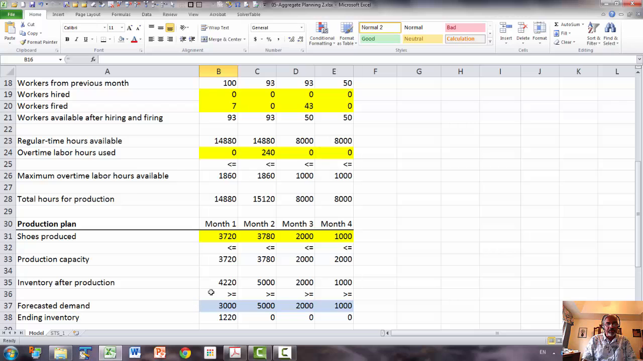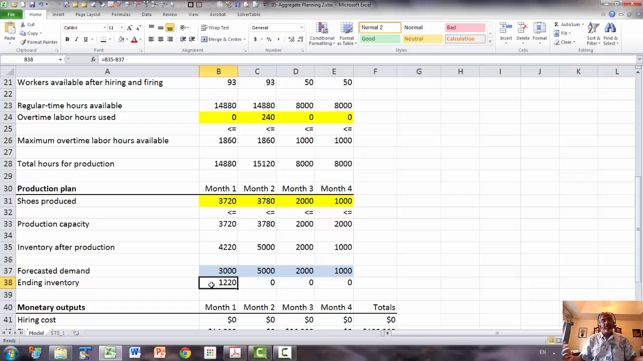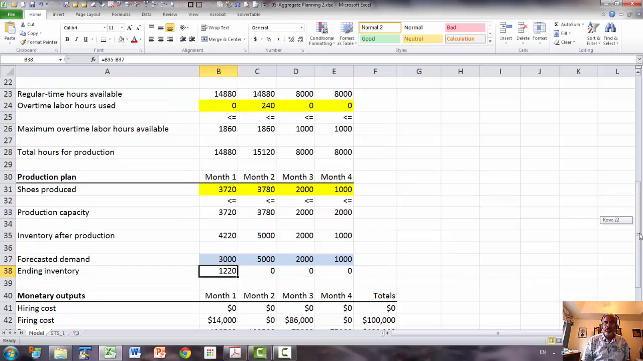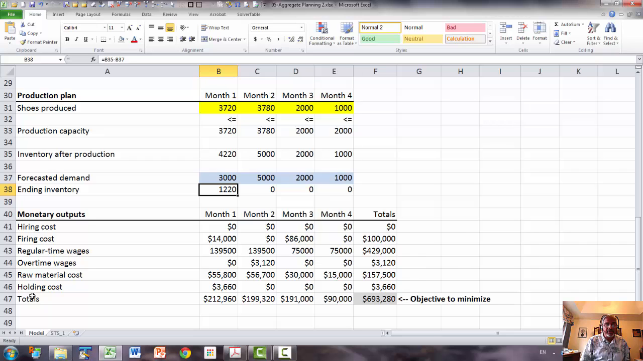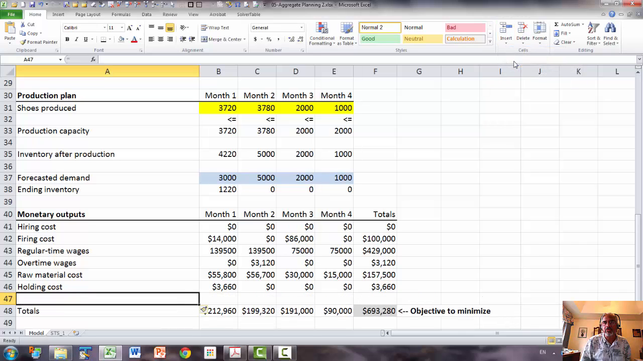Now inventory after production, you're not going to require that to be greater than or equal to ending inventory, because you're allowing the ending inventory to be negative. So we have to remove that. And we have to now include, besides holding cost, a row for shortage cost here. So you go to insert rows and we'll put shortage cost there.